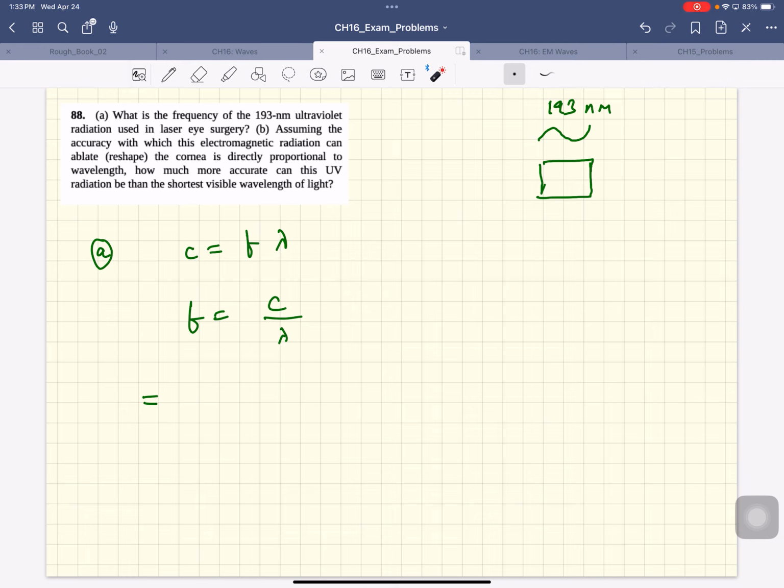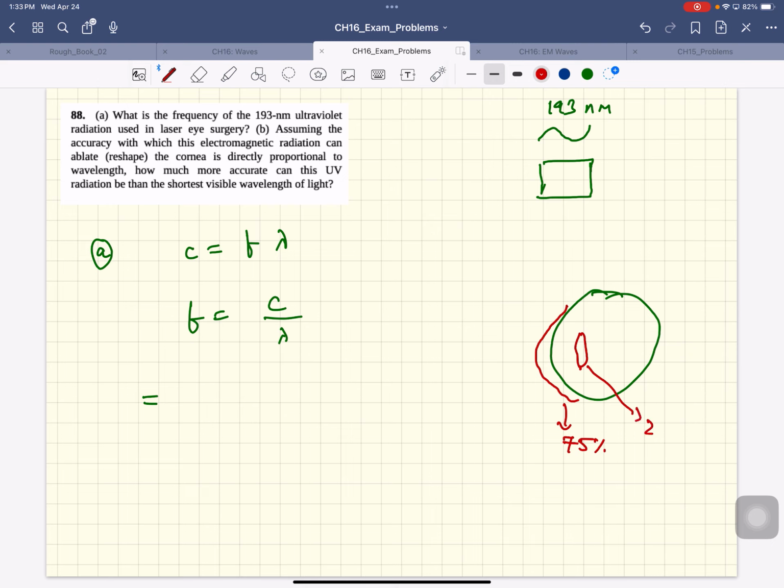Do you know how the laser surgery is done? Here's your eyeball, here's your cornea, and here's your lens. The cornea does 75% of the bending of the light. The lens does only 25% of the bending. And here's the image formed on the retina. If your eyeball is not focusing on the retina, they change the shape of the cornea and make the image form there.